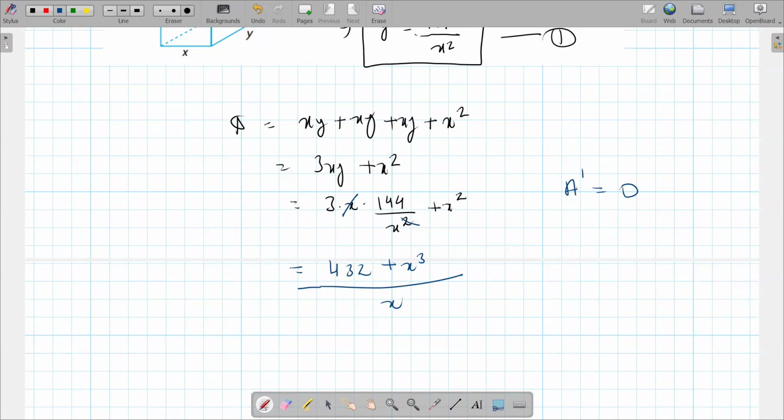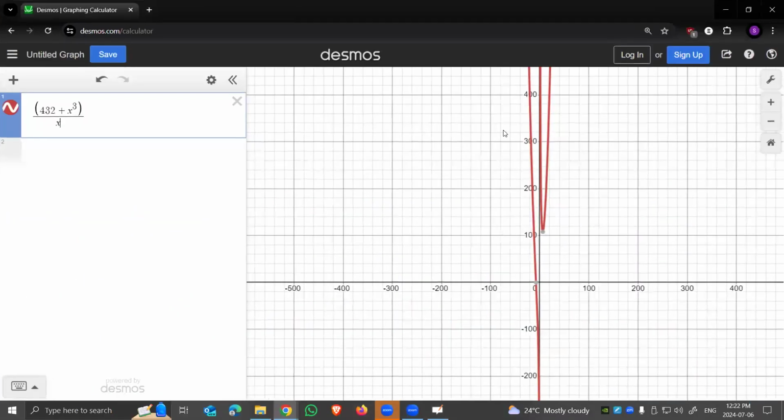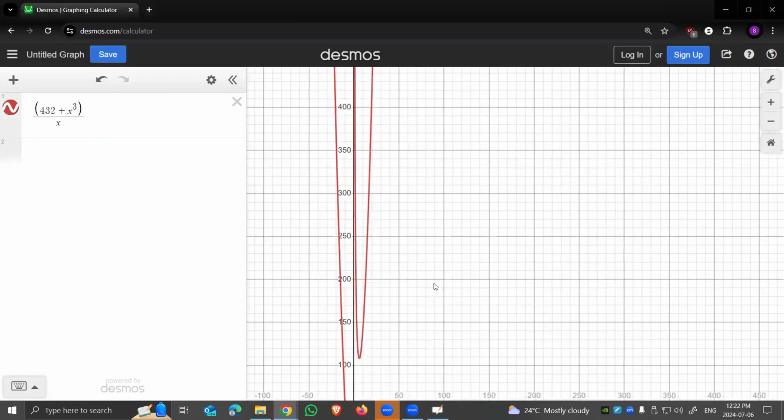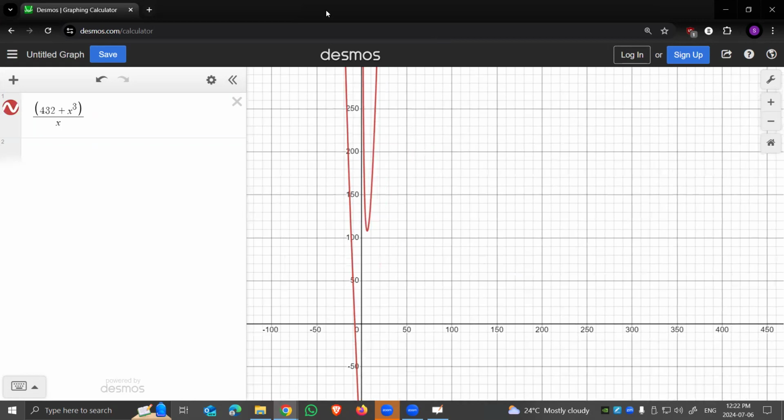So I'm going to graph this. Graphing this is, like I said, not that easy. So this is what it ends up looking like, right? So what are we trying to find? We're trying to minimize. It says minimize. So are we looking for a minimum or a maximum? A minimum. There's only one minimum.